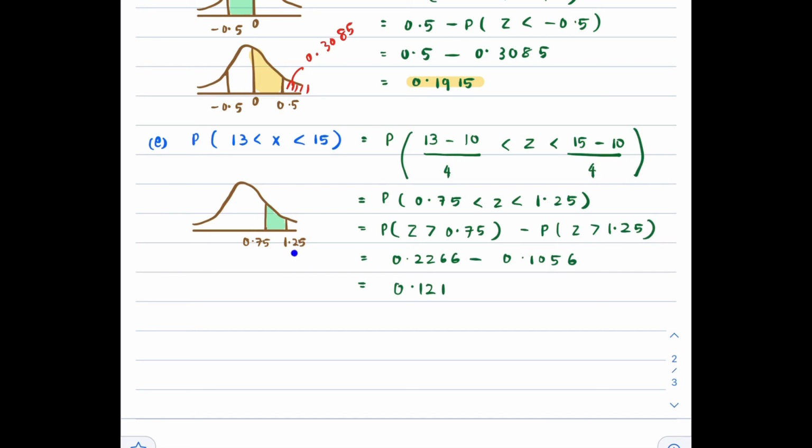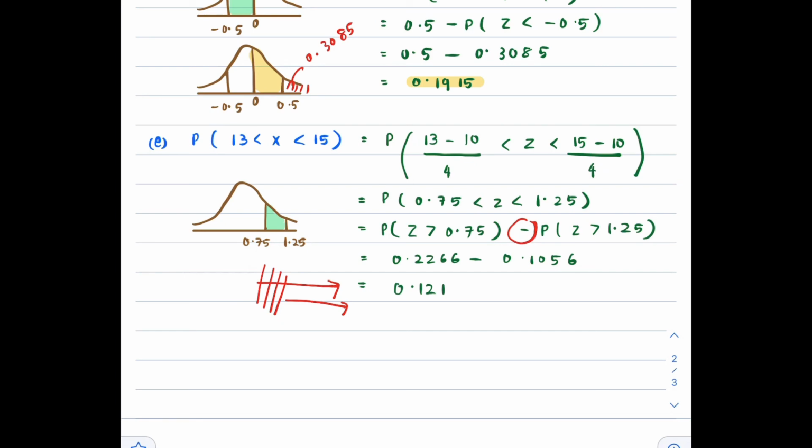Remember, the table only reads the at least symbol. Okay, the at least symbol. So if you refer to the table for 0.75, the table only reads Z is more than 0.75, meaning that everything is towards your right side. So if you refer to 1.25, also refer to the right side value. So 0.75 to your right side and then 1.25 to your right side. And then you have this shaded area. That's why you have to minus these two values.